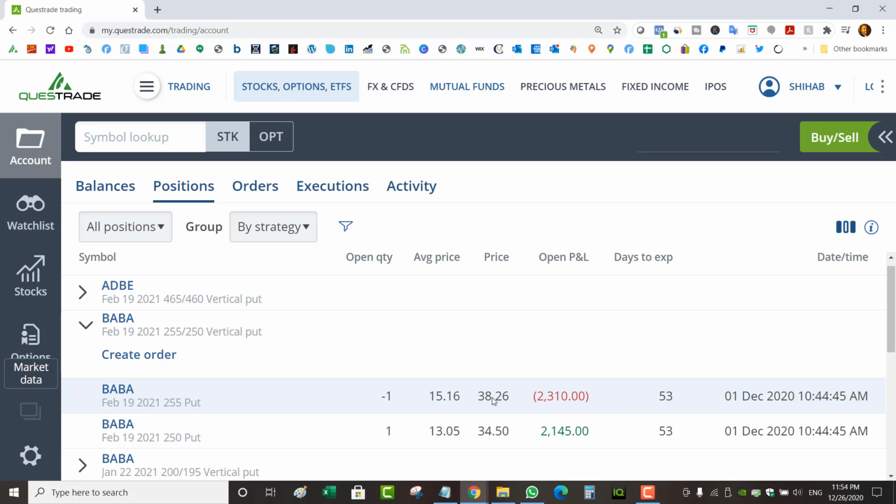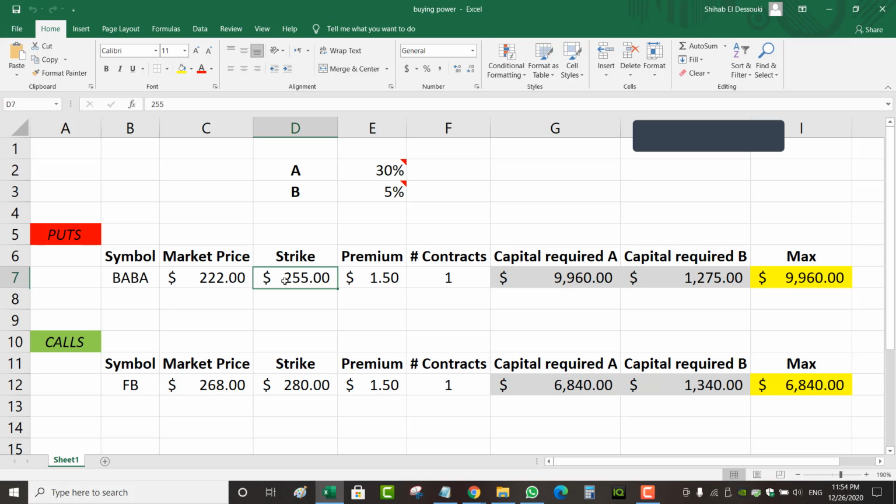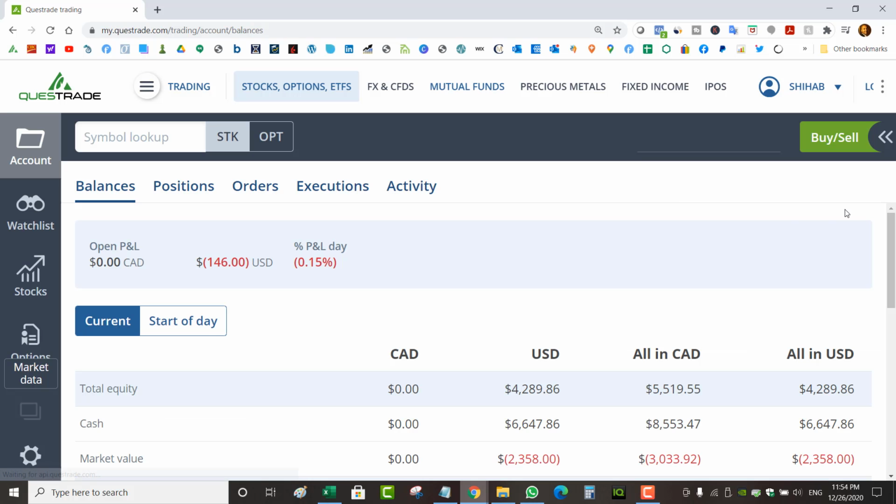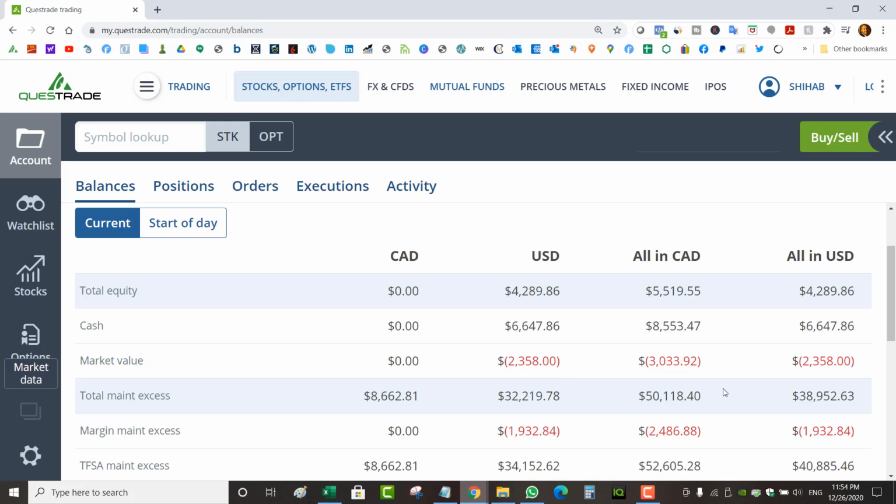Now this one is going to take a lot of capital for me to hold a short put. So if I do that while BABA is trading at $222 and I leave my short put at $255, the capital required for this trade is going to be almost $10,000. So that's a lot of capital that's going to be taken out of me. If I go back to my balances, my maintenance excess combined in US is 38. So 10,000 come out of this 38.